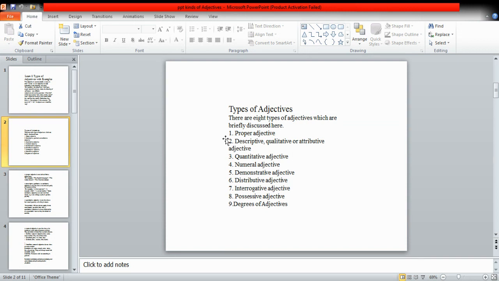So, first of all, we have to go through the names of the adjectives, and then one by one, we are going to discuss them with the help of examples: proper, descriptive, quantitative, numeral, demonstrative, distributive, interrogative, possessive, degrees of adjectives. And the 10th kind of adjective is degrees of adjectives, which we are going to discuss later.